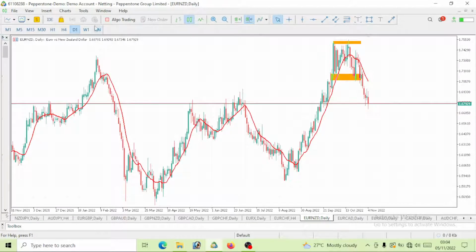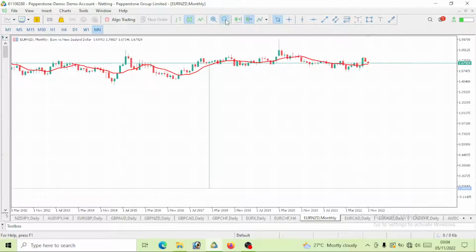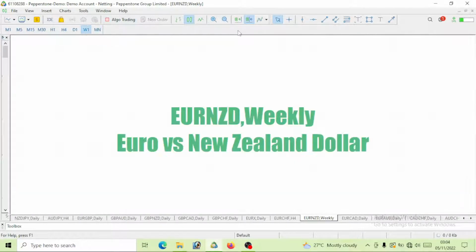Next one is our Euro New Zealand dollar, right? So I think the monthly time frame, I don't know why it's doing like this, but weekly time frame. This is our Euro New Zealand dollar, right? We will be loading the weekly time frame. Let's see what this weekly time frame actually says.